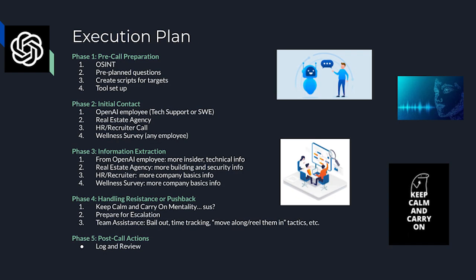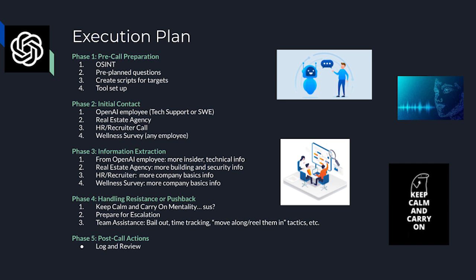Thanks, Daniel. Our execution plan is broken into 5 phases. Phase 1, pre-call preparation. This phase is all about groundwork. We researched and gathered some information about our targets and our utilization of OSINT. We'll create pre-planned questions based on the flags designed to extract information subtly. We'll also script out each conversation to ensure we stay on track and set up the necessary tools like voice editors and sound effects.